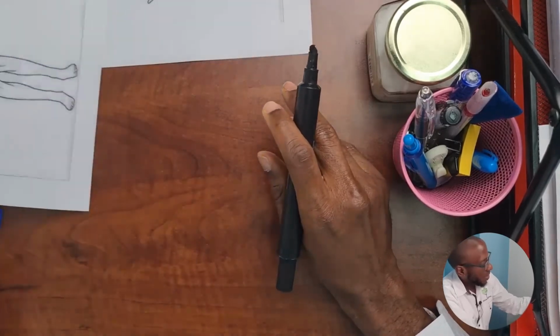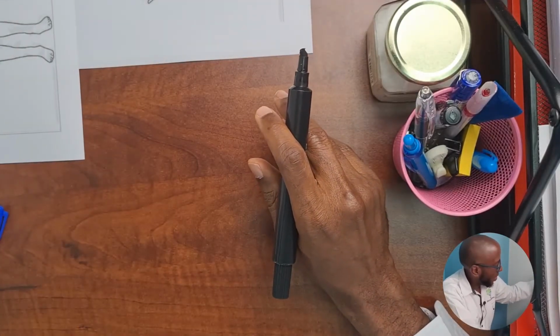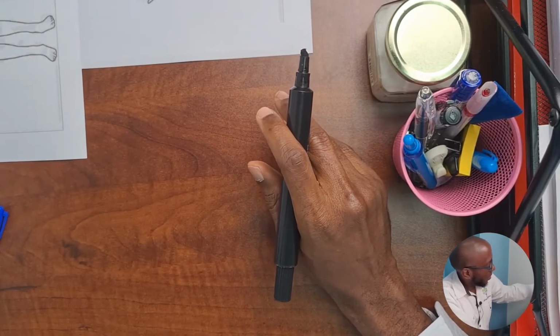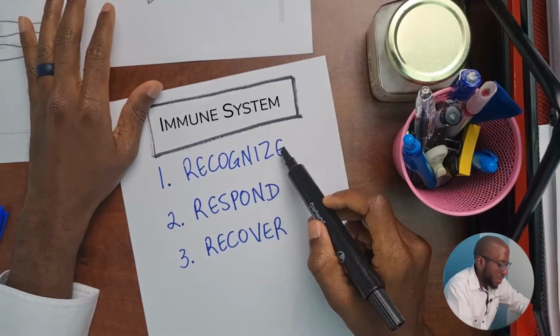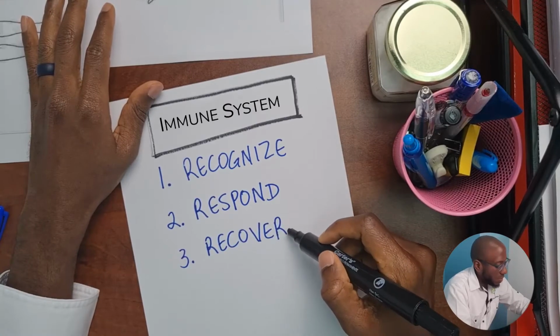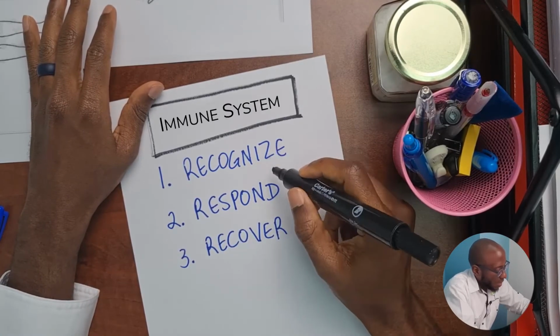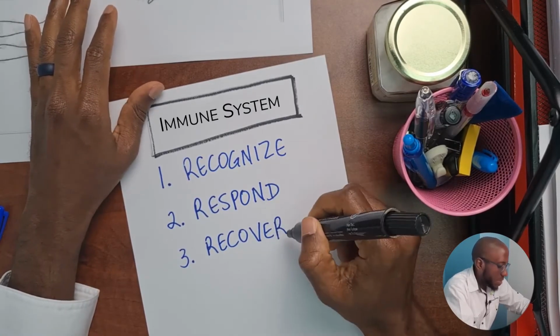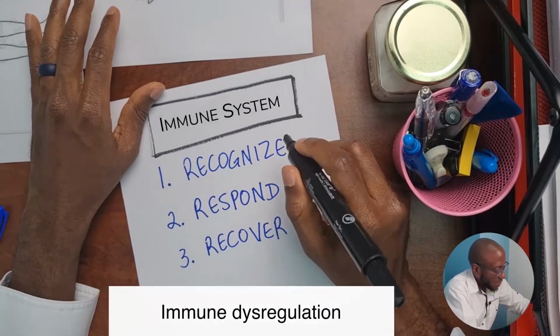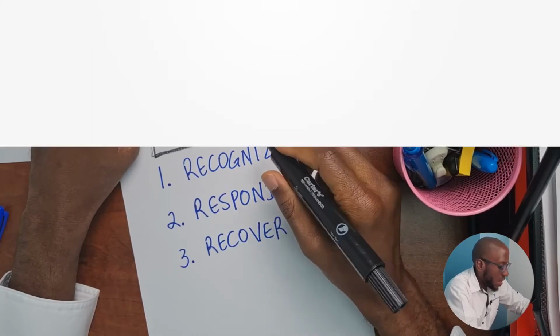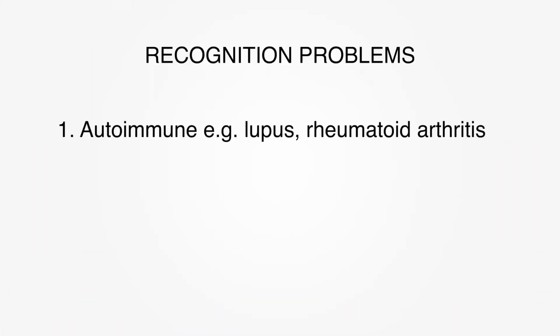So we come back to our original issue here. Remember, we said that the immune system is supposed to recognize, respond, and recover. And in many people, there are problems with this whole process. So there is what we call immune dysregulation. And because that is the case, there can be problems with recognition. We mentioned autoimmune diseases before, so there can be problems with recognizing what is self and what is not self.